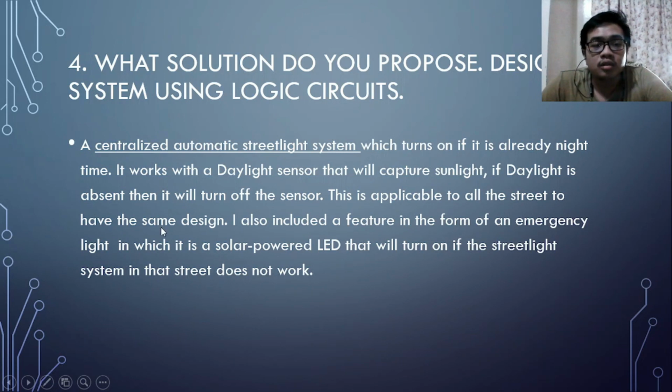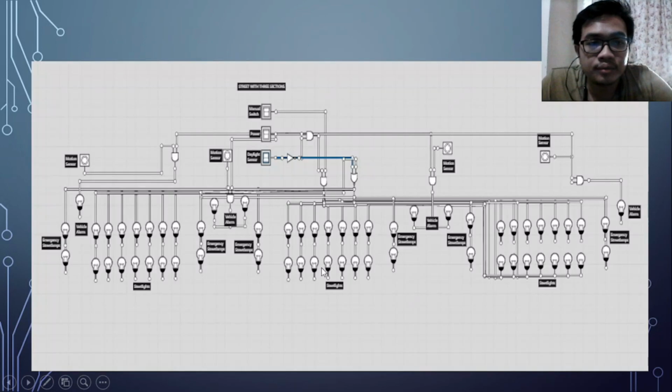This is applicable to all streets that have the same structure for streetlights. In our case, this is around our vicinity. I also included a feature in the form of an emergency light, which is a solar-powered LED that will turn on if the street light system in the street does not work. I improved the solution for what will happen if the street light is out due to power outage or malfunction. This is where this solar LED emergency street lamp comes through. I will explain further in my design.